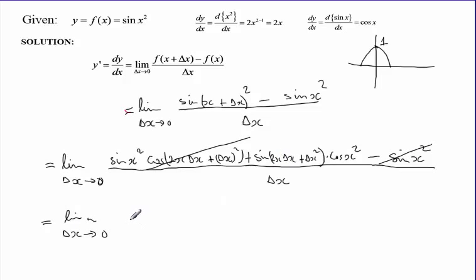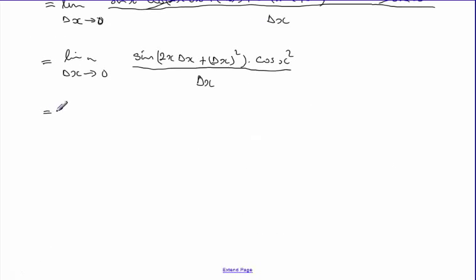We've got sine(2x Δx + Δx²) multiplied by cosine x squared, and then over Δx. Are we there? Then I'm going to do the same thing with that sine(a + b). Now my a is going to be this part, my b is going to be that part. We do exactly the same thing. So then it equals them, then the limit as Δx goes to 0.